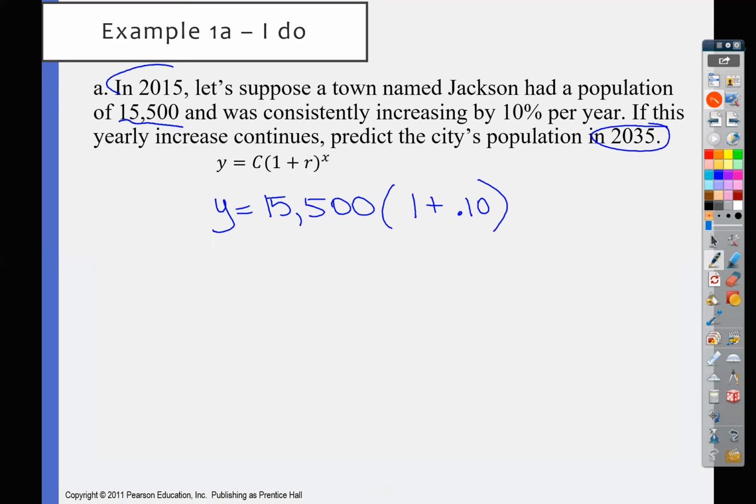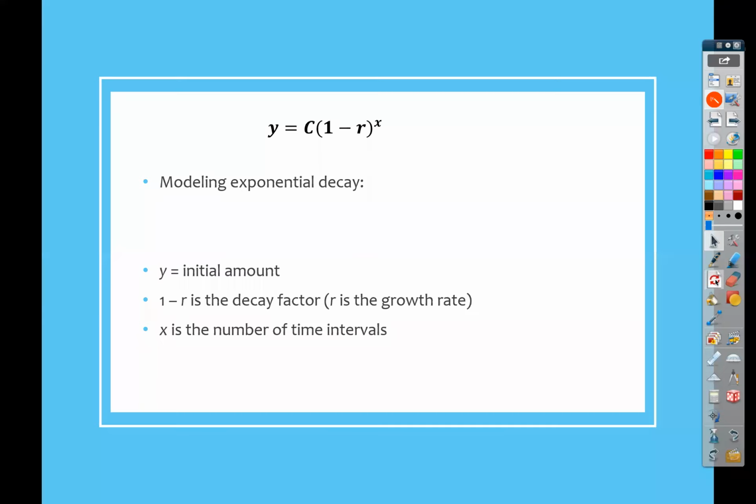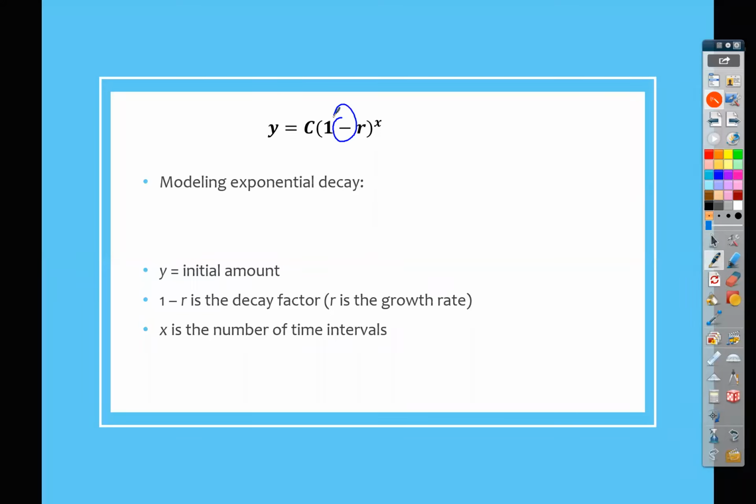Well, from 2015 to 2035 is 20 years. So I'm going to put that in exactly like that in my calculator. And when I do, I get 104,276. Actually you get 104,276.24, but you can't have 0.24 people, so you just end it at 104,276. All right, so decay is the same thing, but instead of adding r, you're subtracting r.